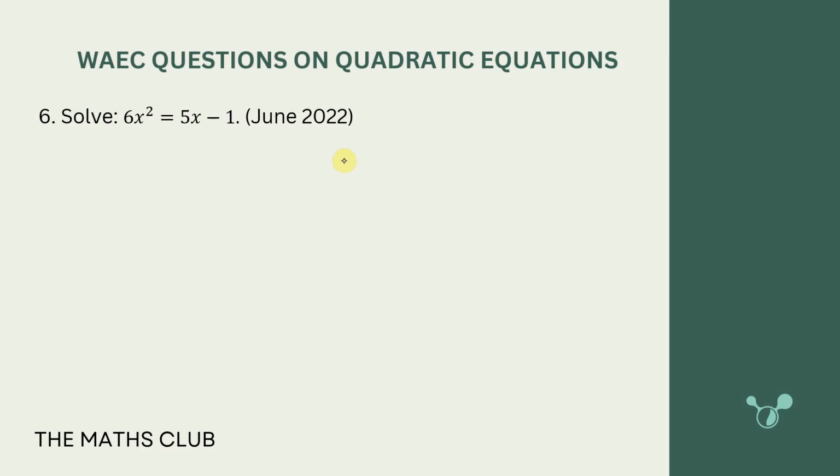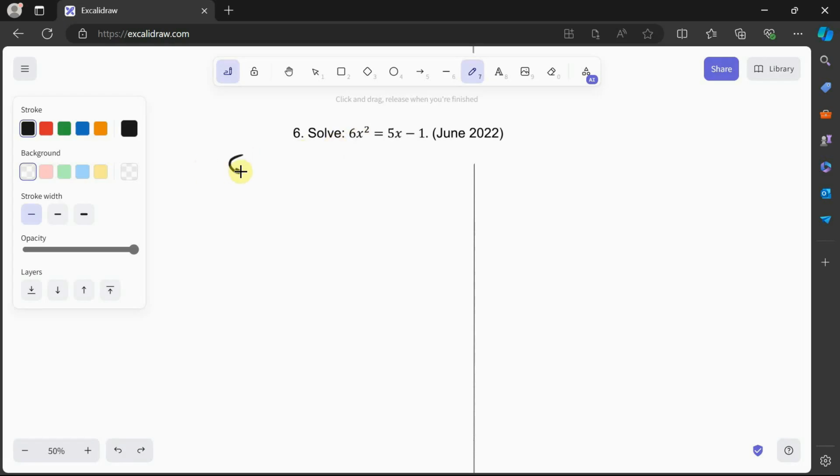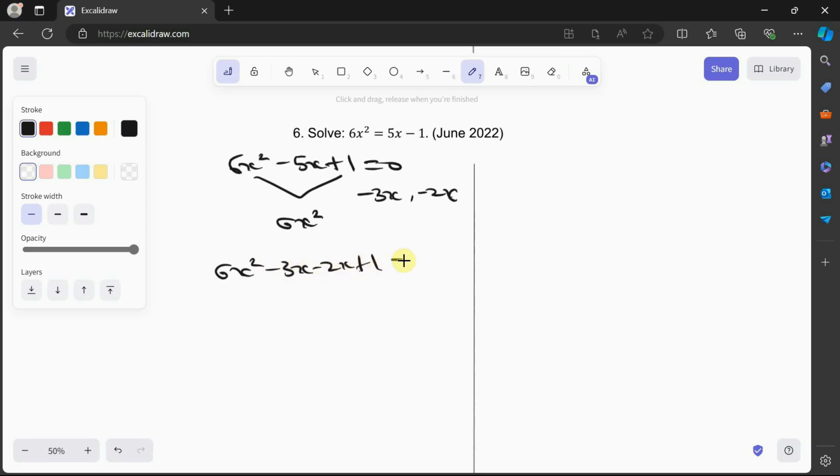Next question is that we should solve 6x squared is equal to 5x minus 1. So if I rearrange this, it gives me 6x squared minus 5x plus 1 is equal to 0. If I cross multiply, that gives me 6x squared. And look for two values that if I multiply, give me 6x squared, and if I add, give me minus 5x. So this should be minus 3x and then minus 2x. This should be our two values. So this will be 6x squared minus 3x minus 2x plus 1 is equal to 0.